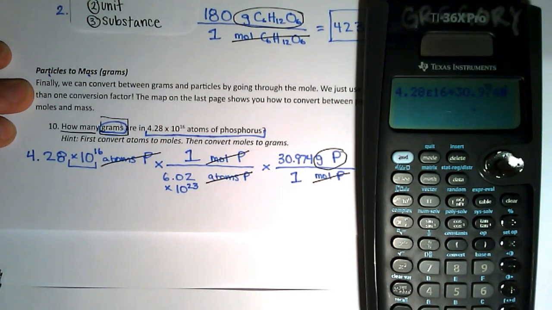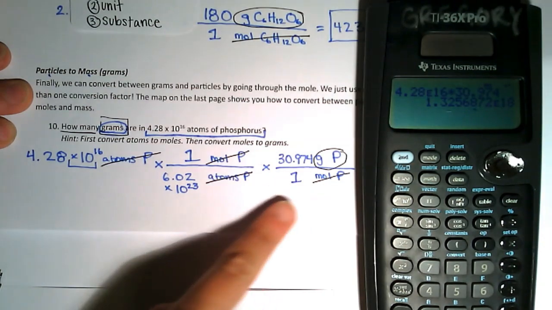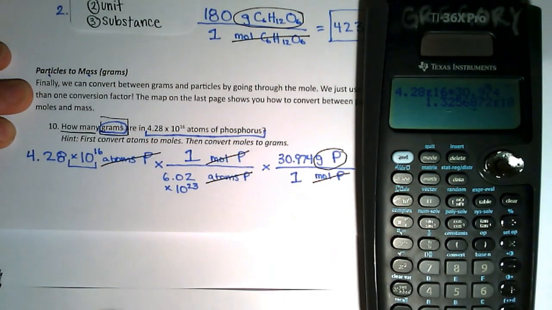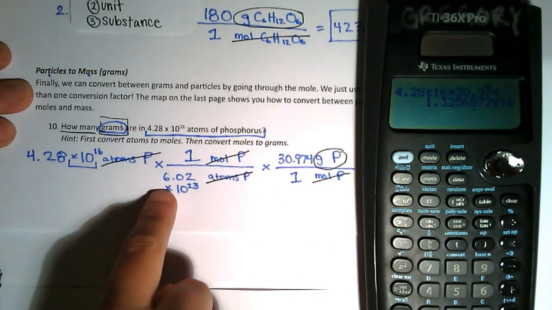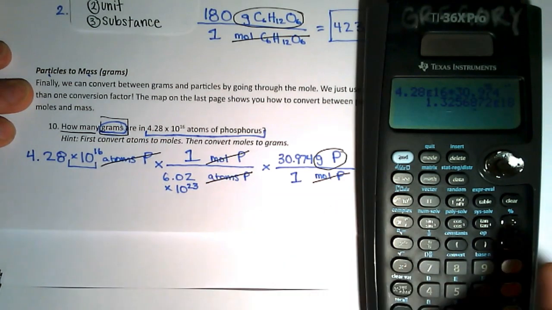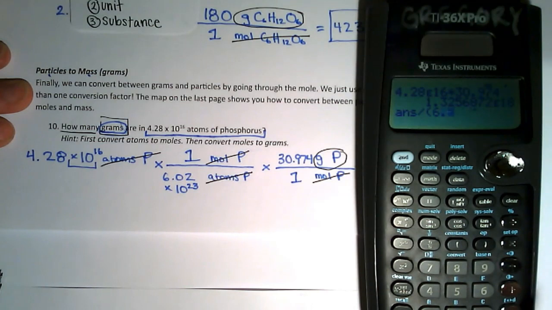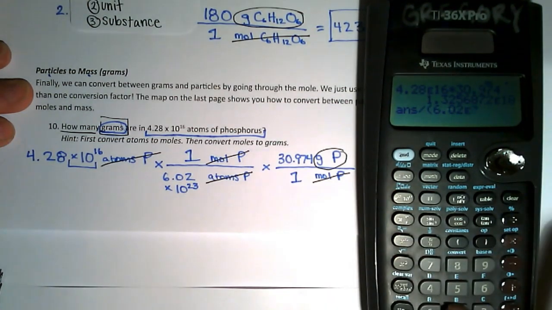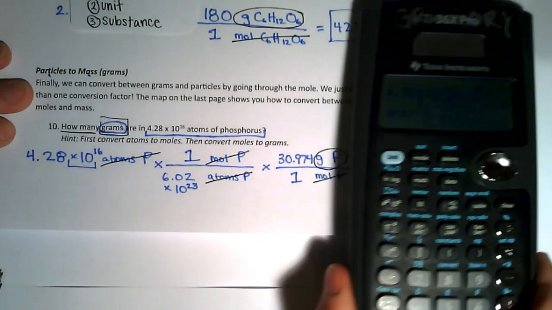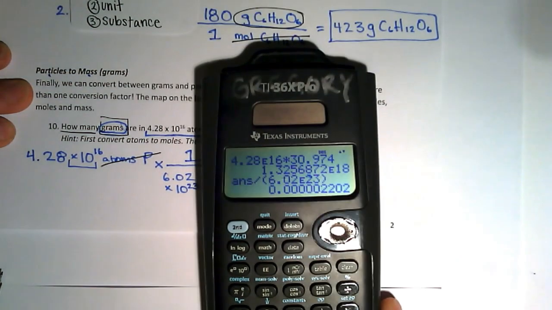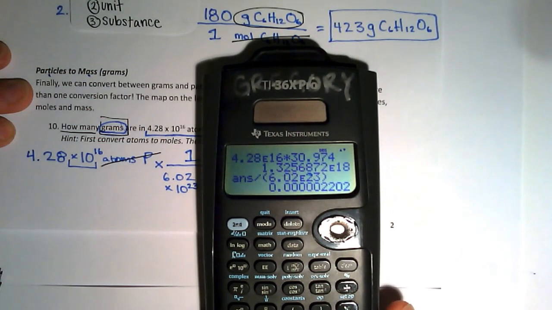So I'm going to do times 30.974, and then I'm going to hit enter and get that first answer, and then I'm going to divide by everything in the denominator. So I need to divide by 6.02 times 10 to the 23rd. So divided by, and I'm going to put it in parentheses, 6.02 e to the 23rd. Close parentheses, hit enter. So this time, my number comes out with a whole bunch of zeros at the front, and this would not be an appropriate way to list an answer. This needs to go in scientific notation.